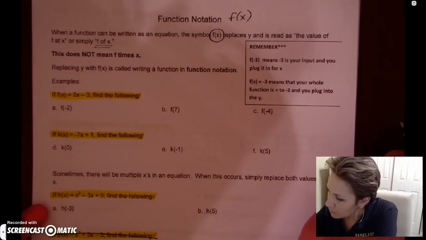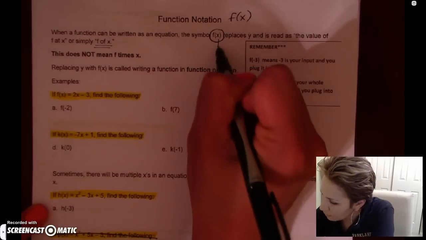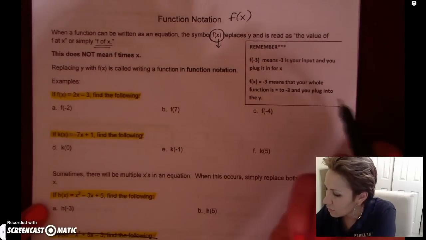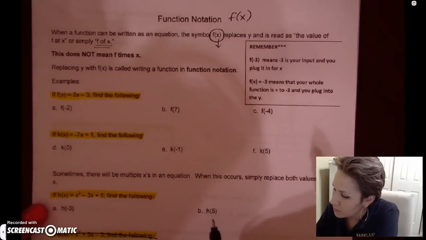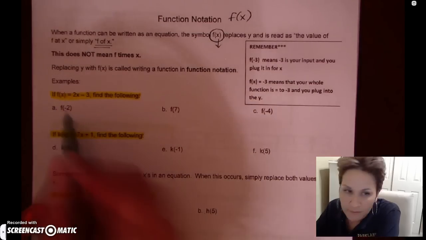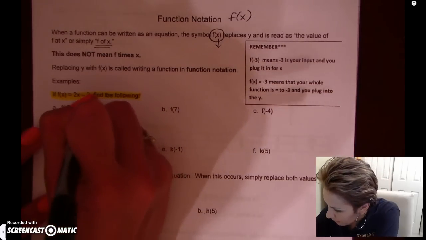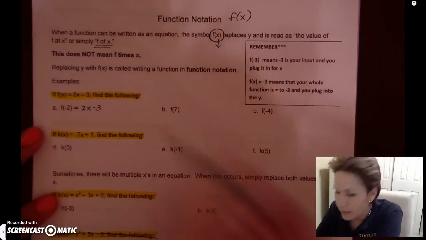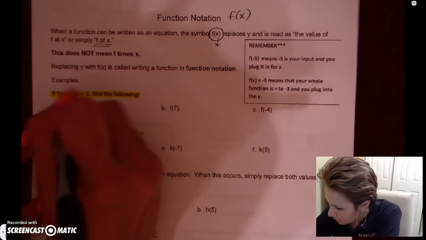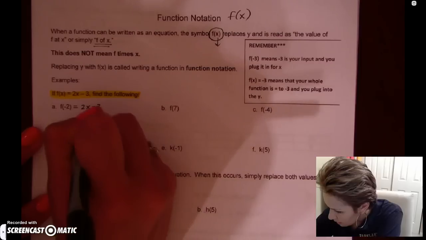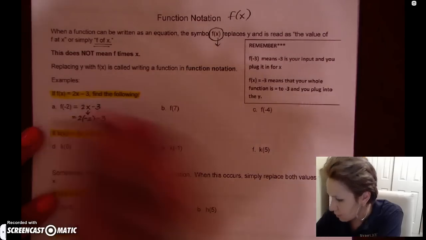What you're going to do is plug in whatever value you have for x into your equation. So for example, if you have f of x is equal to 2x minus 3, find f of negative 2. So wherever you see an x, you're going to plug in a negative 2. So instead of this x here, you're going to put that negative 2 inside parentheses, and then you're going to simplify.